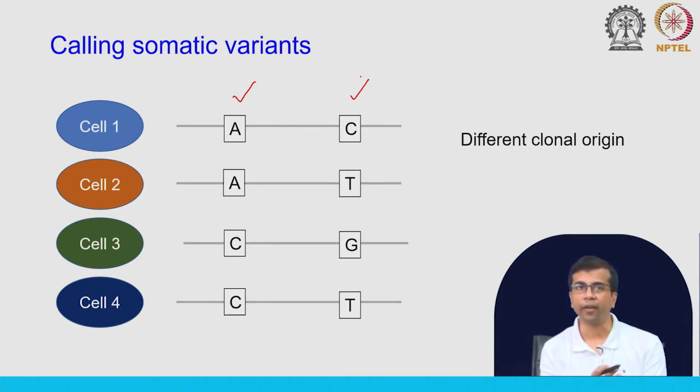So, again this is different between cell 1, cell 2 and cell 3, cell 4. And similarly, if you look at the other position, again you have a difference, right. So, you have C, T or G. Okay. And this arises because these cells perhaps come from different clones, right. So, what do I mean by this different clonal origin?